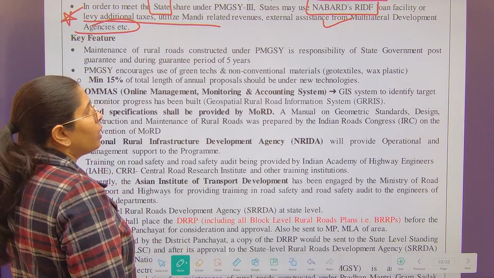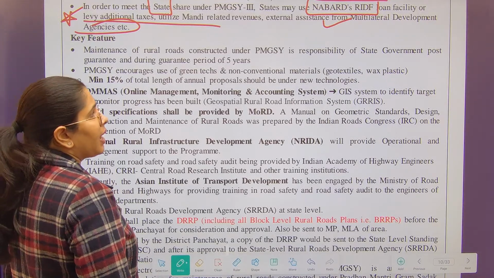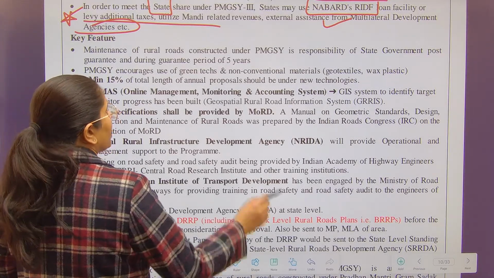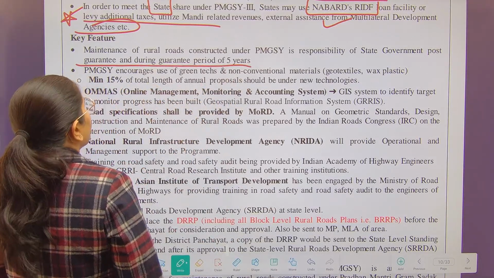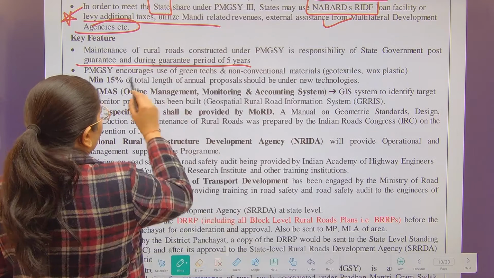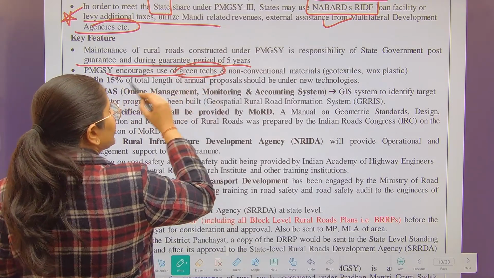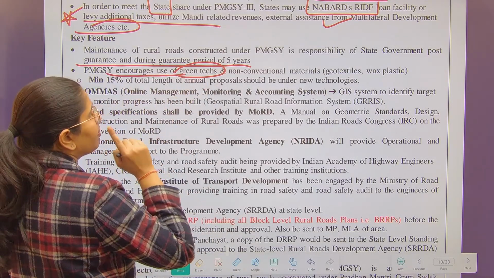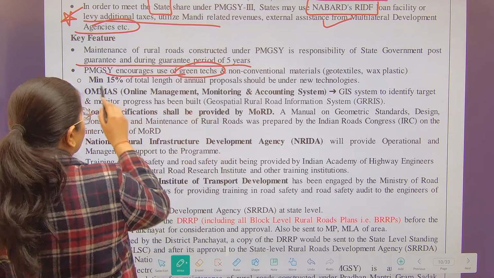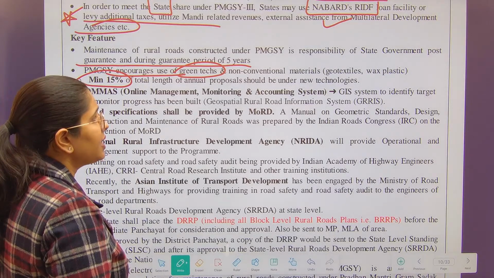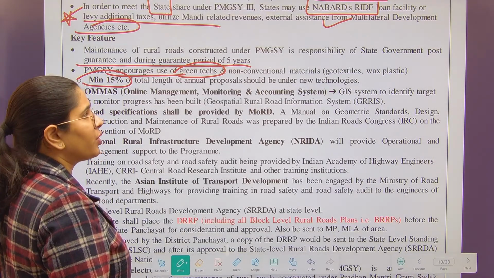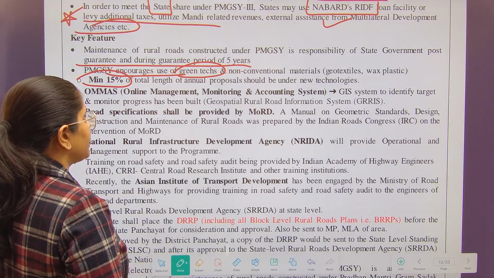So maintenance of rural roads which are constructed under Pradhanmantri Grameen Sadak Yojna is the responsibility of state government. The Pradhanmantri Grameen Sadak Yojna encourages use of green technologies and non-conventional materials. A provision has been made that minimum 15% of the total length should be created under new technologies like geotextiles, wax plastics, etc.